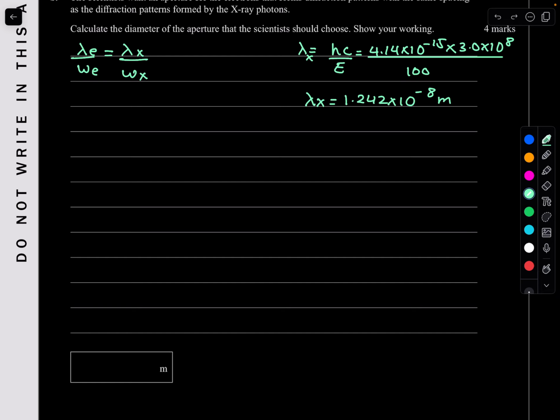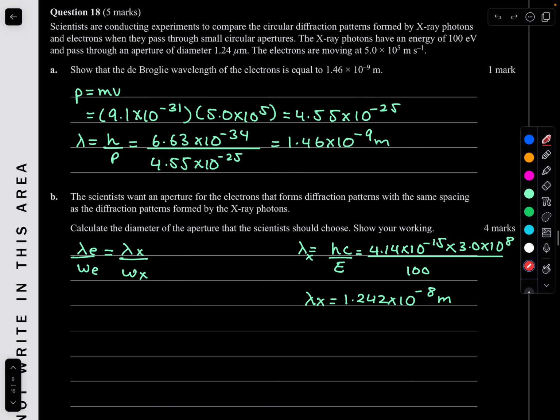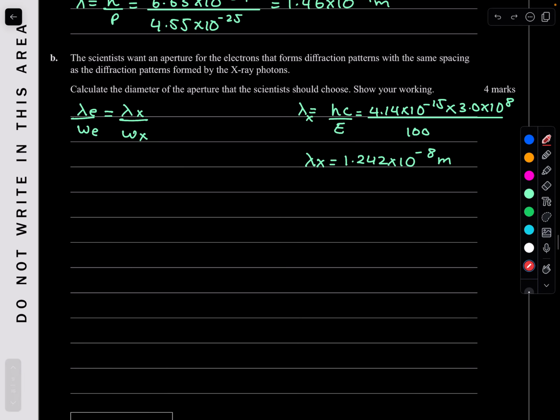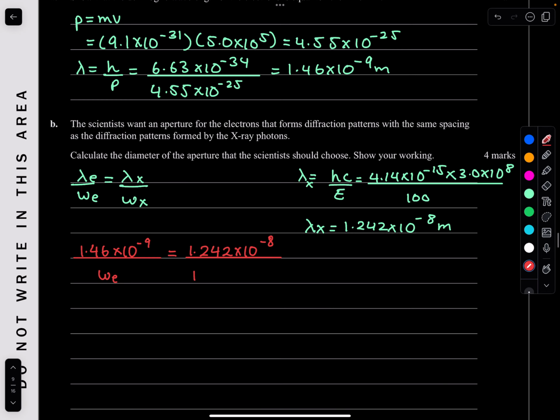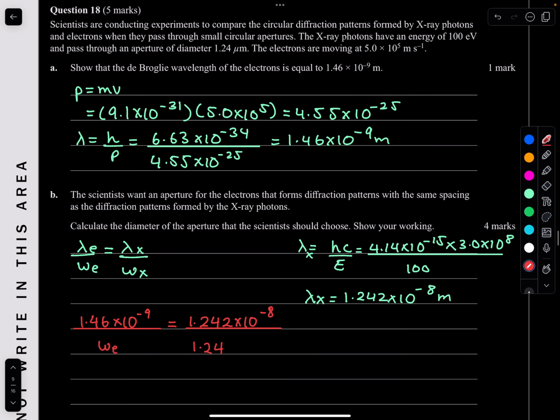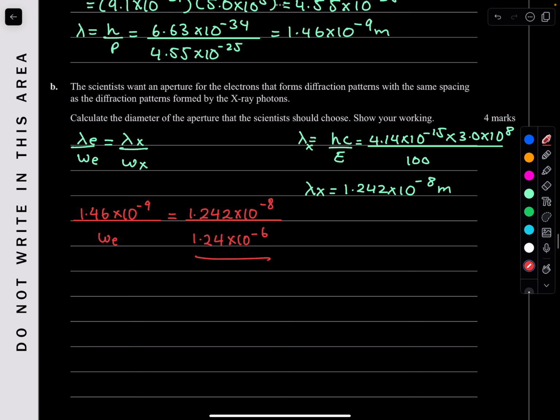All right, I'm going to use a different color. Let's use red. So the wavelength of the electrons, which is 1.46 times 10 to the power of negative 9, all being divided by your width of the electron, that's what we're trying to calculate, equals the wavelength of your X-rays, 1.242 times 10 to the power of negative 8, all being divided by your width, which is 1.24 micro, so times 10 to the negative 6 to change it to meters. So basically, I'm going to calculate that first.